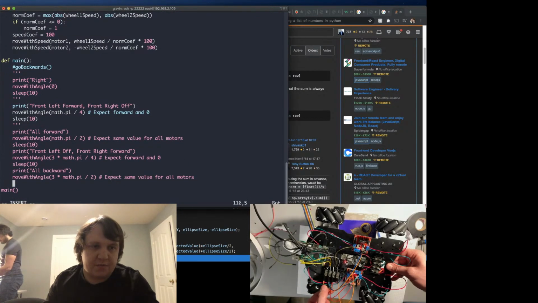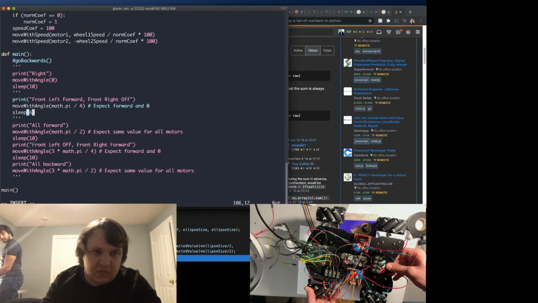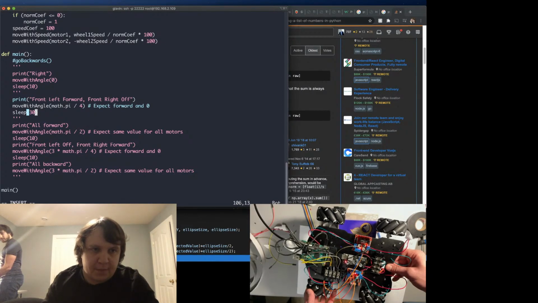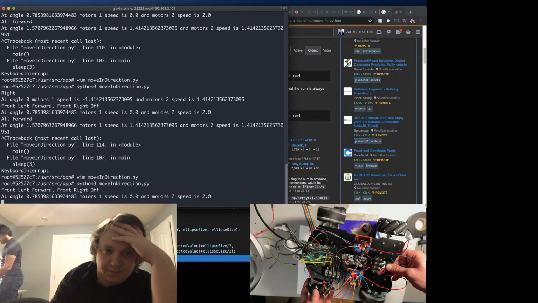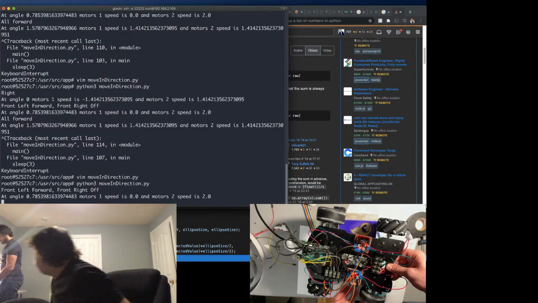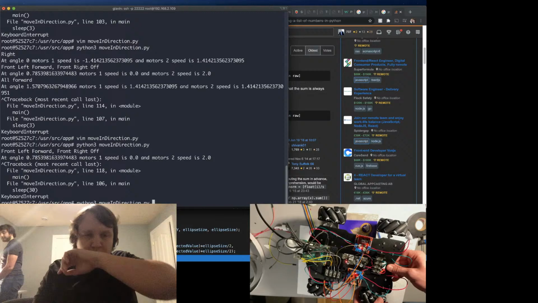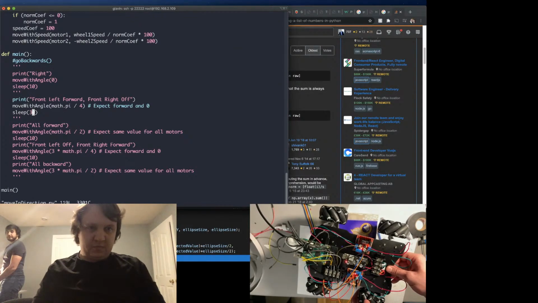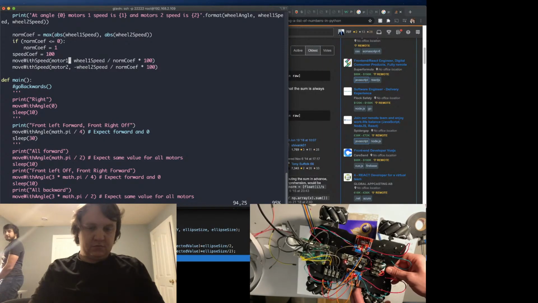We're going to start with front left going forward and front right off. I'll just do that for 30 seconds. Front left forward, front right is off. 3, 2, 1. Did the exact opposite. Okay. Front right went backward, instead of front left going forward.